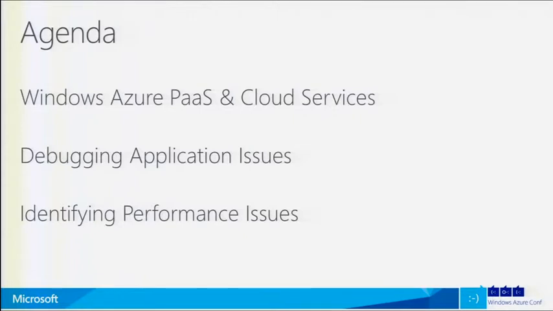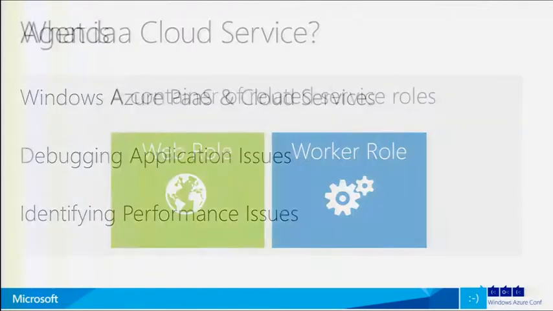All right, our agenda today is pretty simple. I'm going to talk about Windows Azure Platform as a Service, which is cloud services in Windows Azure. And I'm going to talk about debugging the application issues that you may run into as you build applications, just like you would on premise today, run into bugs and defects and issues. And then we'll also explore how we can debug and identify performance problems in Windows Azure.